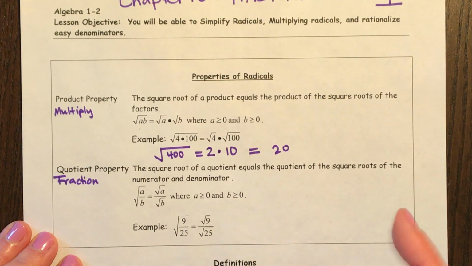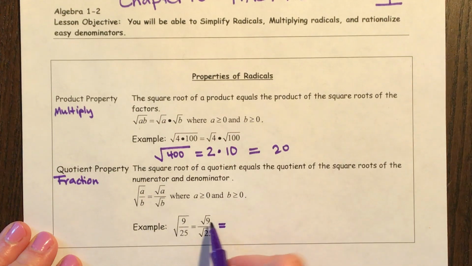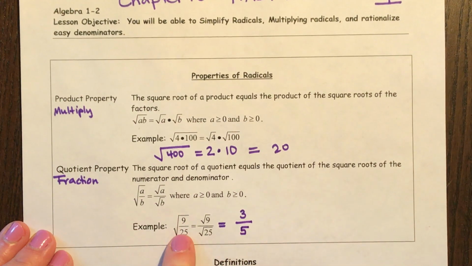So this property says that if we were to take the radical of the fraction 9 over 25, it would be the same as the square root of 9 divided by, separately, the square root of 25. And hopefully you know some of the easy square roots: the square root of 9 is the number 3, and the square root of 25 is the number 5. So this fraction, 9 divided by 25, if you take the radical, will be the same as the fraction 3 divided by 5.